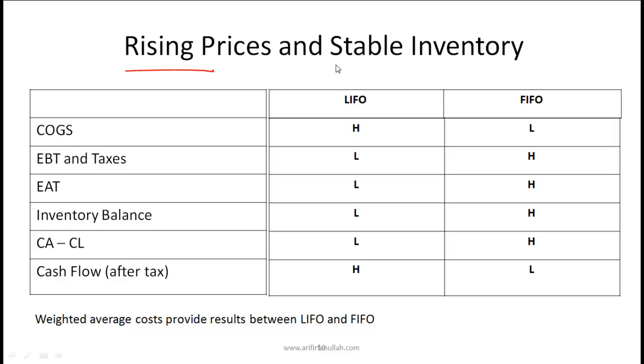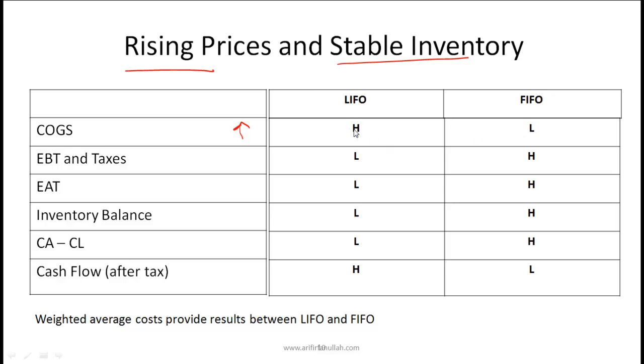Rising prices and stable inventory. So let's look at a few more variables here and how they are impacted by the choice of method. And all this higher versus lower refers to one method versus another. We've already seen that for COGS, assuming rising prices and stable inventory, we will have a higher COGS for LIFO because prices are going up, and if you are selling the most recent items first, COGS will be higher for LIFO relative to FIFO.